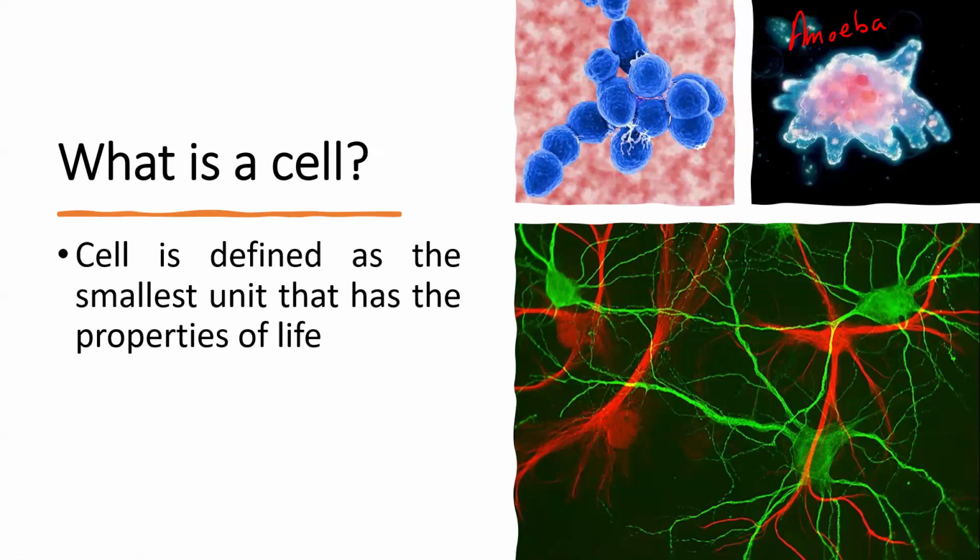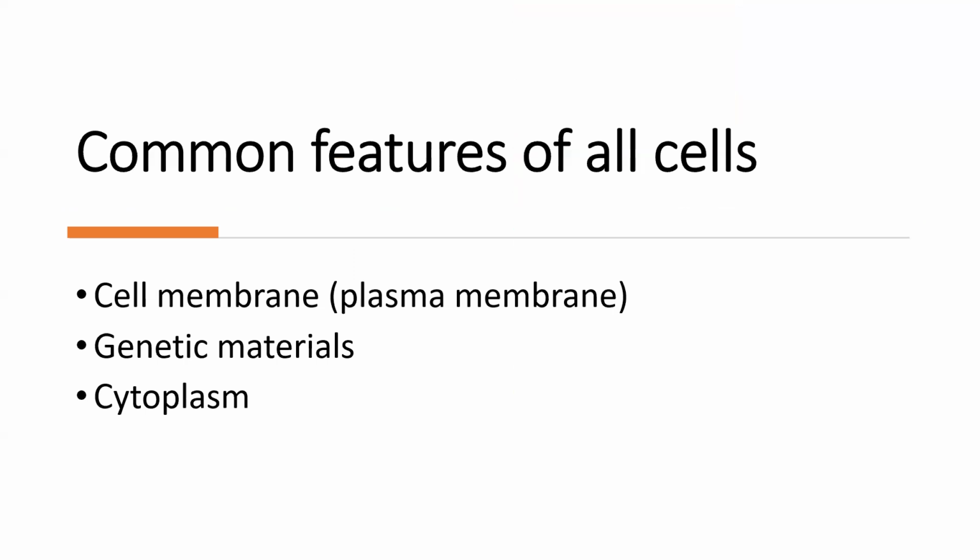So the cells look very different. Even the cells within the same organism are going to look very different. Your brain cells are going to be completely different from, say, the kidney cells, compared to the liver cells. They all look very different. However, all cells, regardless of where you find them, will all share three characteristics.